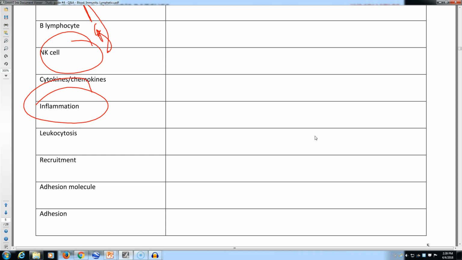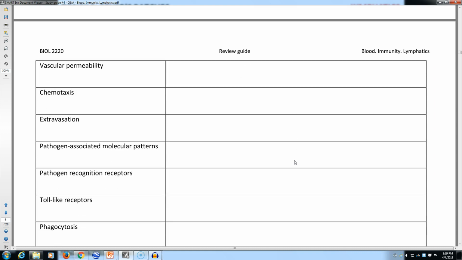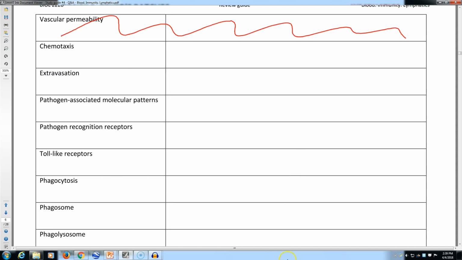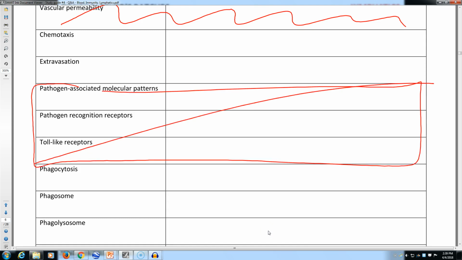Very cool. Vascular permeability. I'm not going to ask this. You all understand what it is. This huge thing, actually, I'm cutting you a lot of slack here because I love this topic. We didn't talk about it. So none.